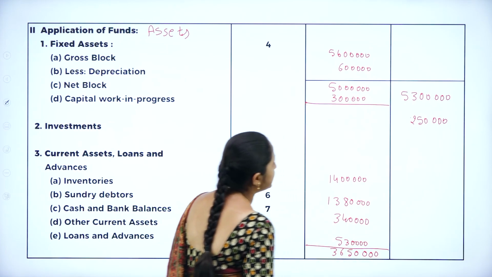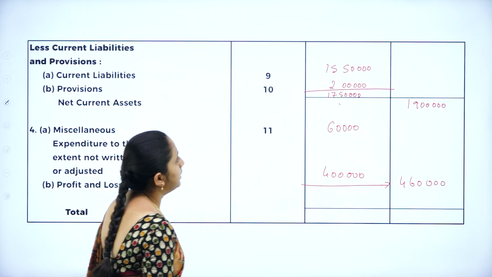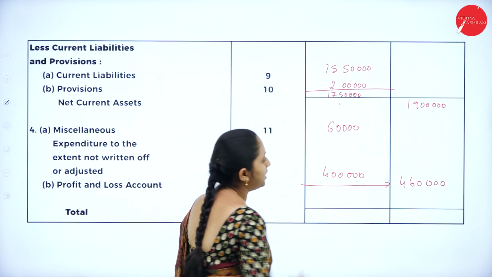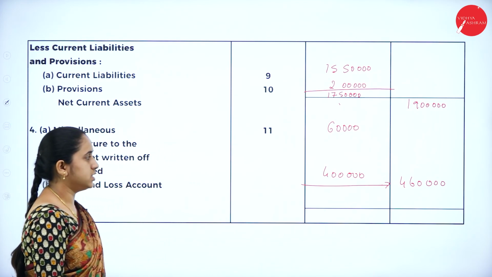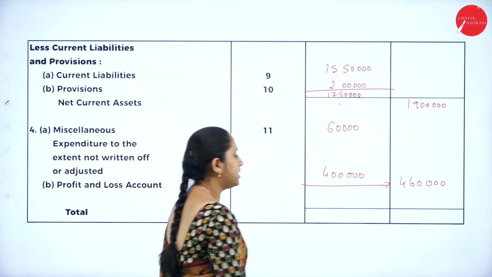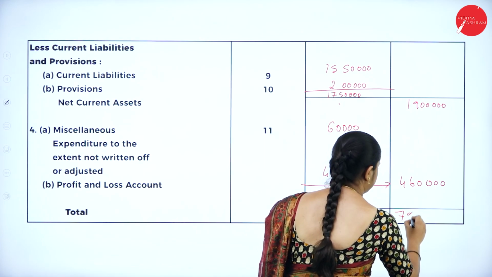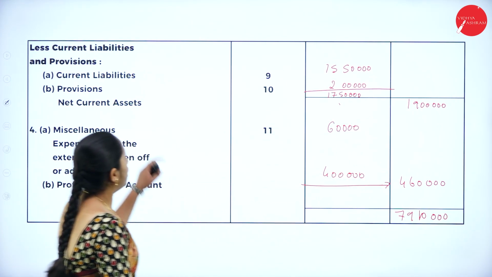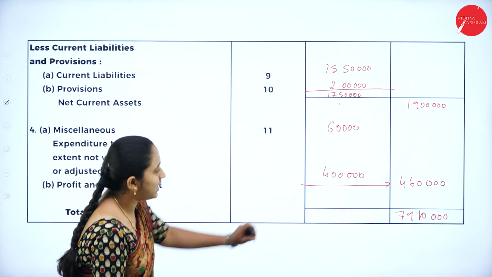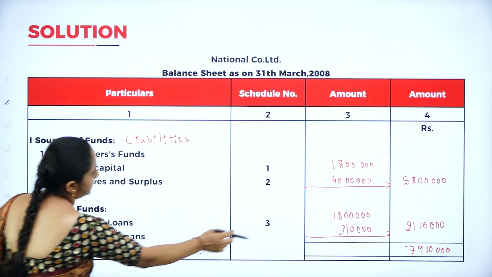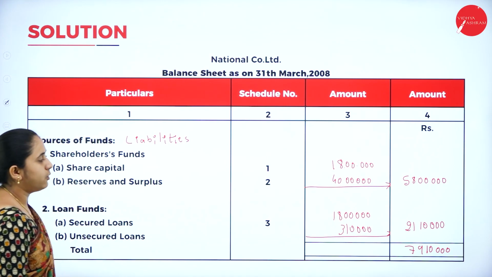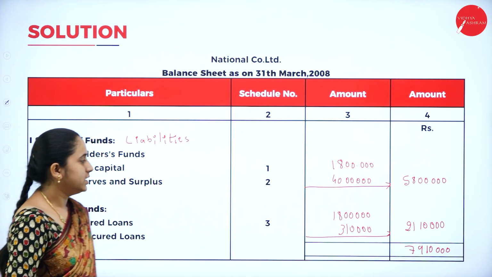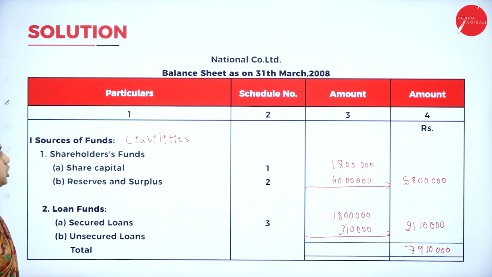Now total assets. Now make a total of all the assets. 53 lakh plus 2 lakh 50,000 plus 19 lakh plus 4 lakh 60,000. Answer is 79 lakh 10,000. So total assets 79 lakh 10,000. Total liability 79 lakh 10,000. So our balance sheet is tallied. So this is the solution.